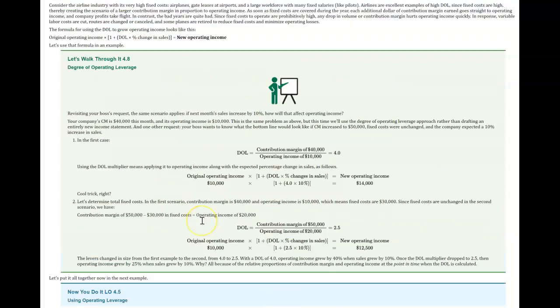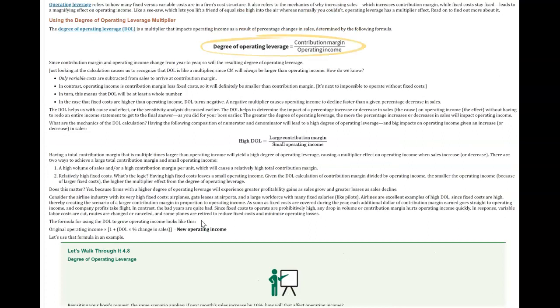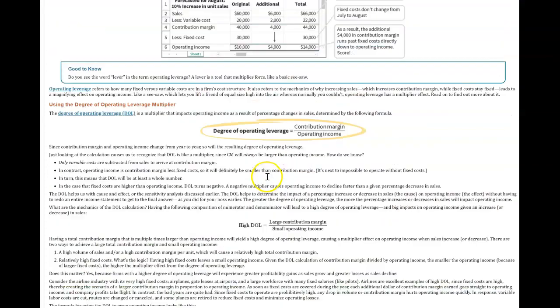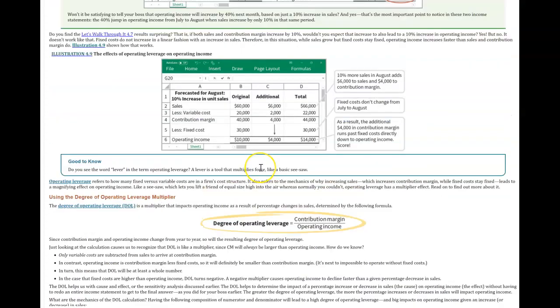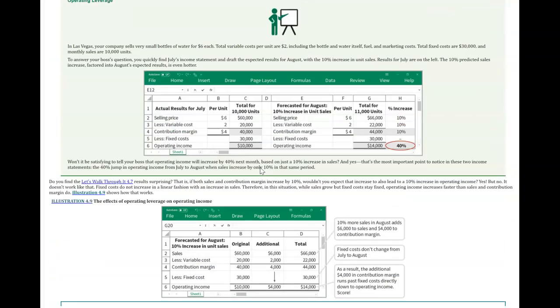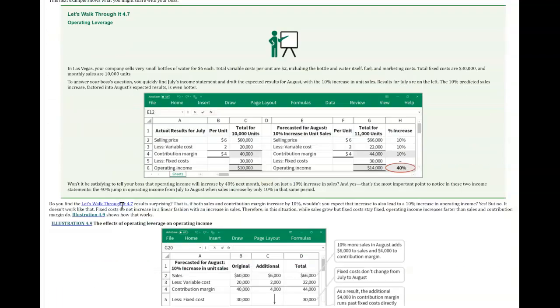It might be useful to go out here and just read this. It's awful little letters, but even this piece right here, there's your degree of operating leverage. It starts right up here, I think. Yeah. So it's operating leverage and sensitivity analysis. We just need to do the basic ones so that you understand what you can do.